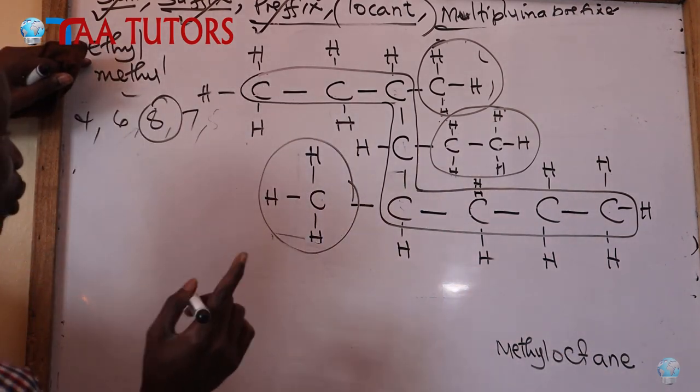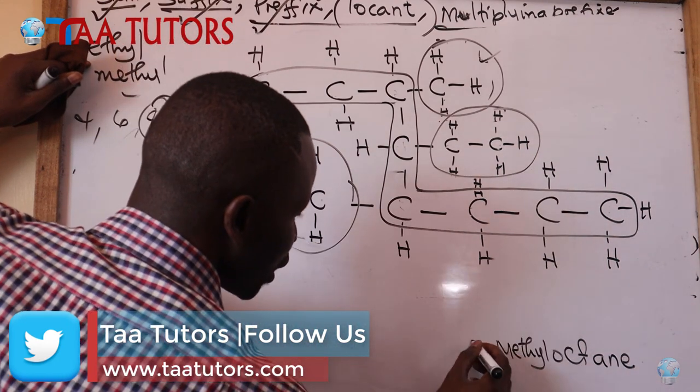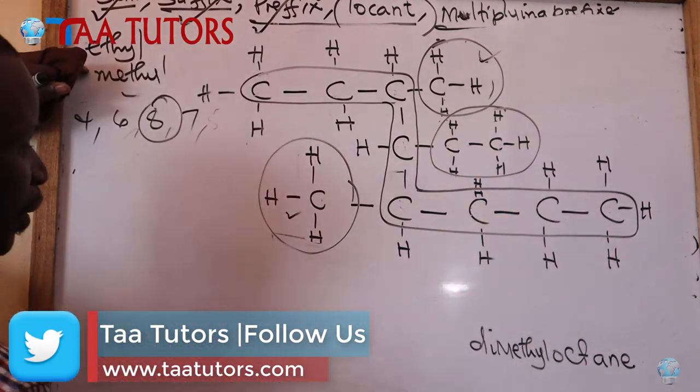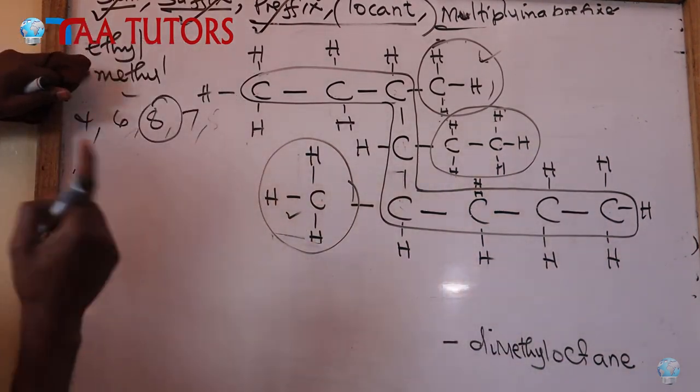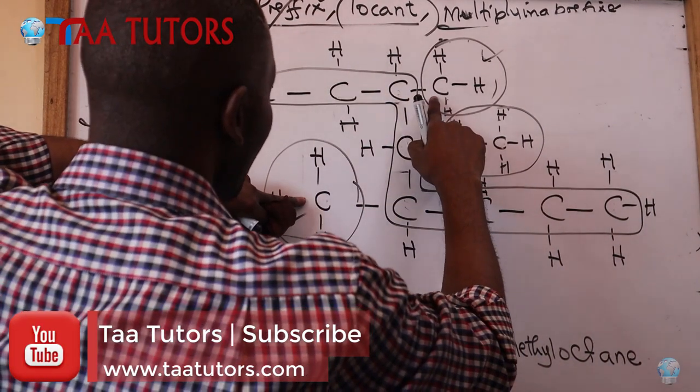But these methyls are 2. There's one here, there's one here. So we bring in multiplying prefixes, that is di. Then di here, what do we bring? We bring in the locants. The locants are, one is here, another one is here.